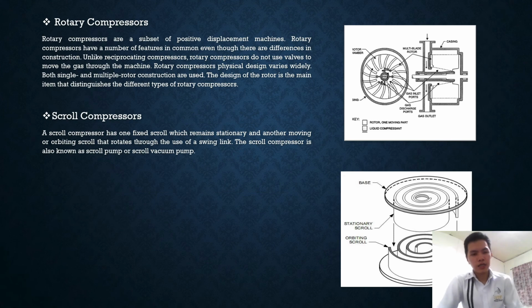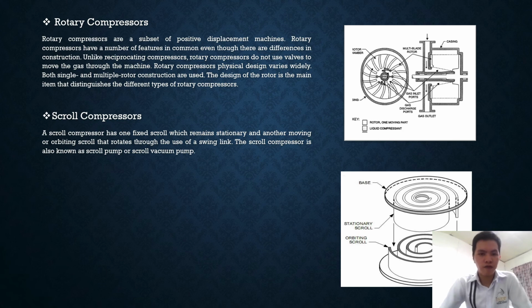The second type of compressors is the rotary compressors. Rotary compressors are a subset of positive displacement machines. Rotary compressors have a number of features in common even though there are differences in construction. Unlike reciprocating compressors, rotary compressors do not use valves to move the gas through the machine.